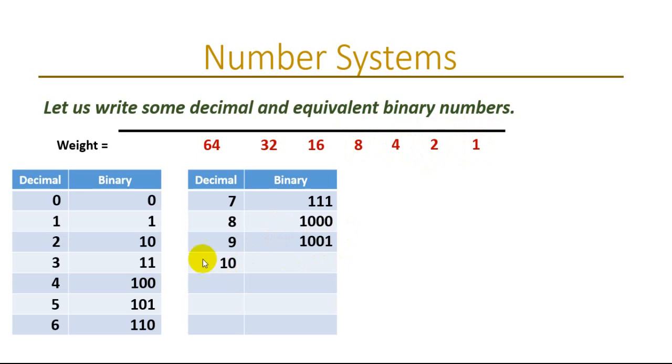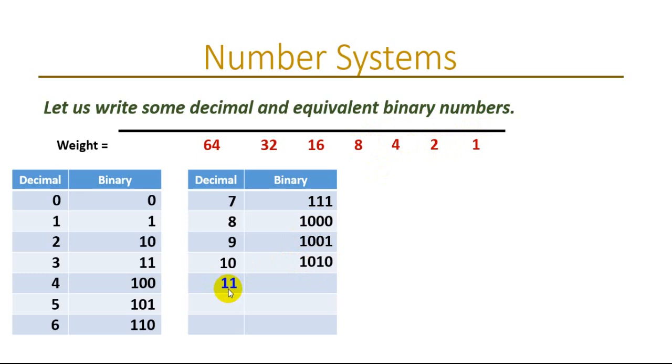Let's see 10. 10 in decimal. Okay, these columns, 10 is decimal. 10 decimal, again we will say one 8. We can't have 4s. We have one 2. So 8 plus 2 is 10. So we put 0 here also. So that is how 10 in binary is represented.